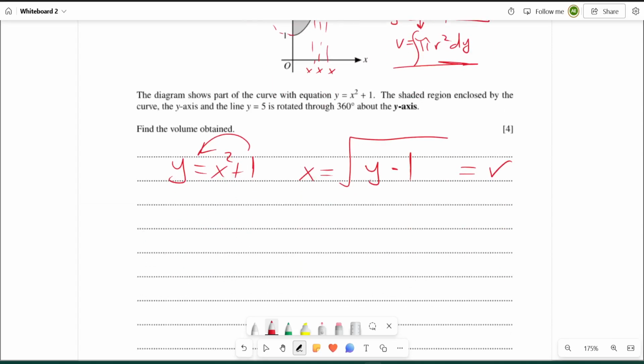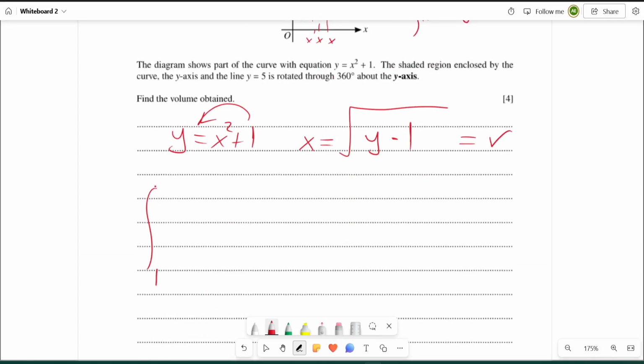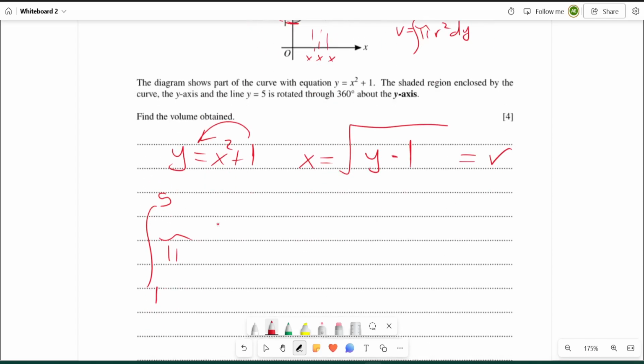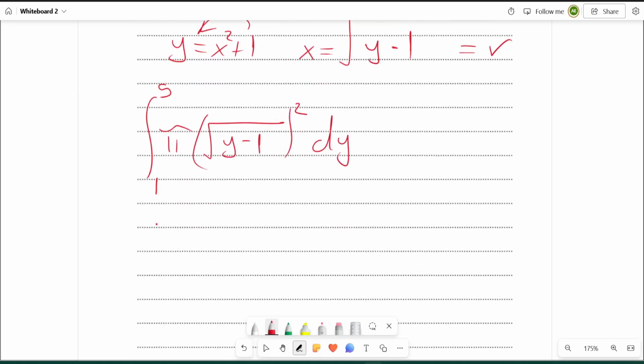So now let's copy this over here. Integration from, okay, I'm integrating dy with respect to y. So my bounds should also be on the y-axis. So I'm integrating from 1 to 5. So my bounds are going to be 1 to 5 of pi into r squared. What is r? R is basically my x, which is square root of y minus 1. So r to the power of 2, and then dy. Evaluating this will give me the final answer.